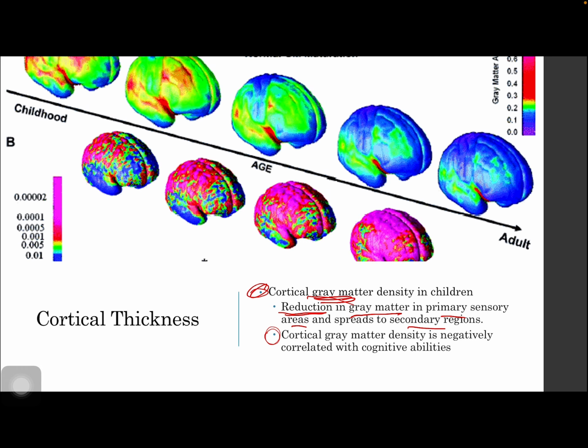So what is a negative correlation? That means that the more gray matter you have, the less your cognitive abilities. And so, of course, if we reverse that, then that's saying that those with less dense gray matter tend to have more cognitive abilities.